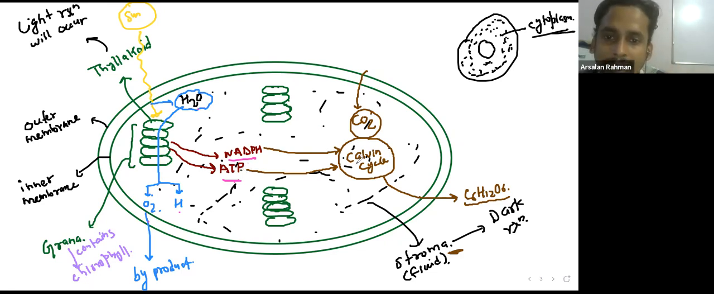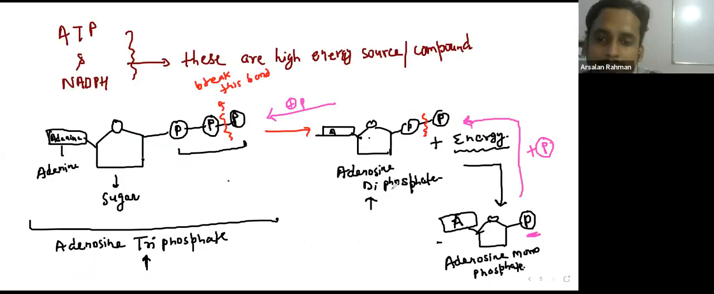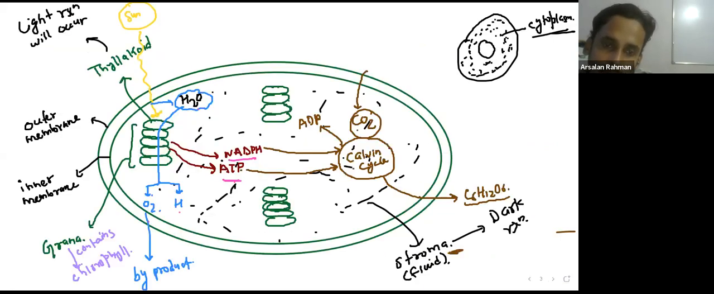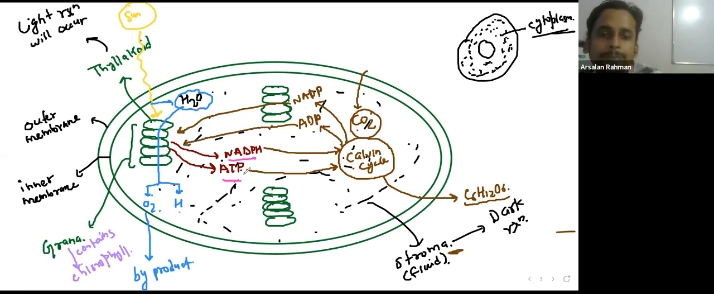Now this ATP will enter the Calvin cycle. This NADPH will enter the Calvin cycle, and it will give energy to the CO2 molecule. After giving energy, ATP will convert into ADP. In the same way, NADPH will convert into NADP. Again, these two will enter the light reaction, and ADP will convert into ATP, and NADP into NADPH.